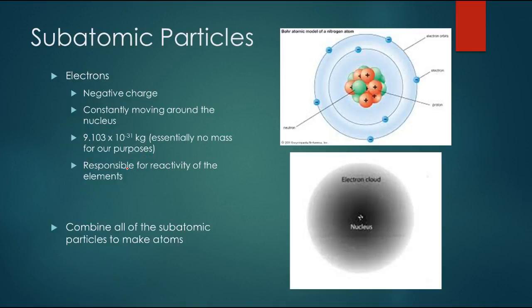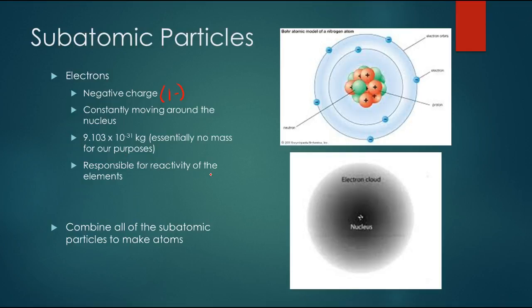The last one that we need to talk about is our electron. It has a negative charge. If the proton is 1 plus, our electron is 1 minus, so they cancel each other out 1 to 1. And they are constantly moving around the nucleus, so they are outside of it, the only particle that is outside of the nucleus. It has a mass of 10 to the negative 31st kilograms, and for our purposes, again, this is going to have no mass. We're not going to have to remember this number. We will rarely ever use this number. So just know that our electrons really don't play a factor into the mass of an atom.